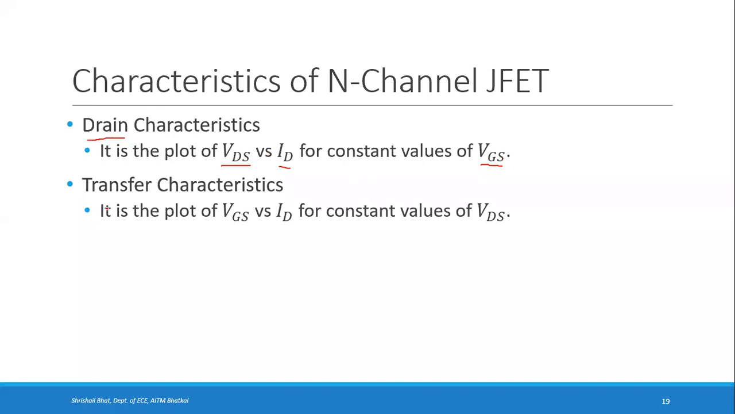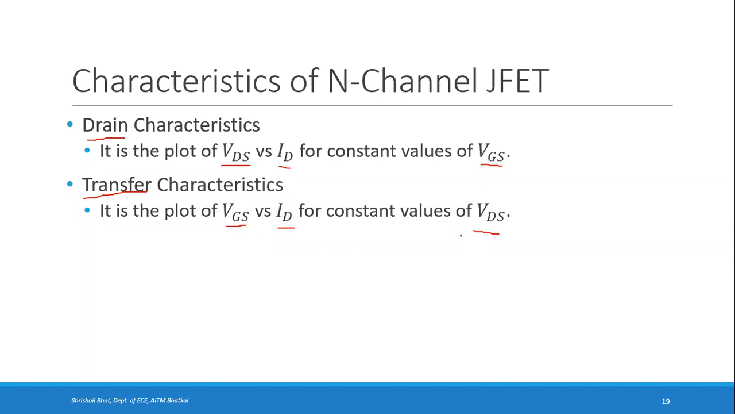The other characteristic is the transfer characteristics. Transfer characteristic is the plot of VGS versus ID for constant values of VDS. Here VDS is kept constant, that is drain to source voltage is kept constant. Then the gate source voltage is varied and the corresponding drain current is tabulated, and a graph of VGS versus ID is plotted for the constant values of VDS. That characteristic is called transfer characteristic.